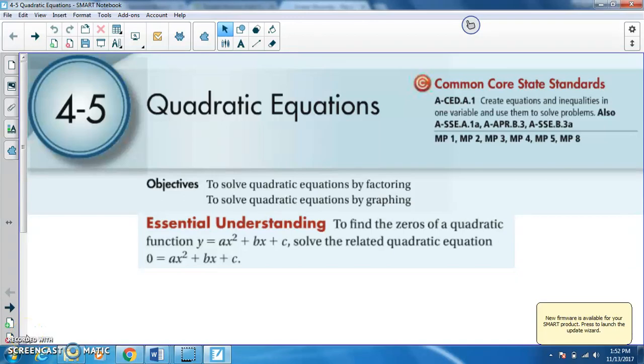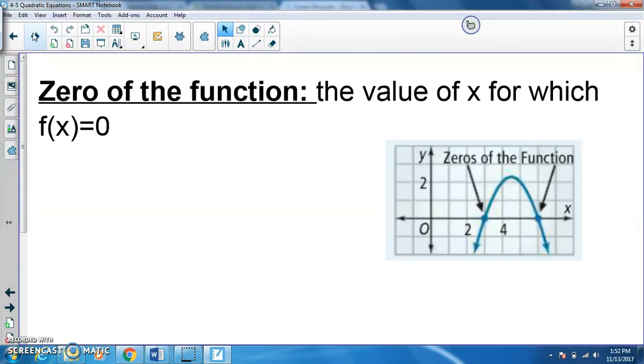Hey guys, today we're going to do 4 or 5 quadratic equations. Our objectives: we'll be able to solve quadratic equations by factoring, and we'll be able to solve quadratic equations by graphing. The essential understanding: to find the zeros of a quadratic function y equals ax squared plus bx plus c, we need to solve the related quadratic equation, where 0 equals ax squared plus bx plus c. So what this means is we are looking for zeros of the function.